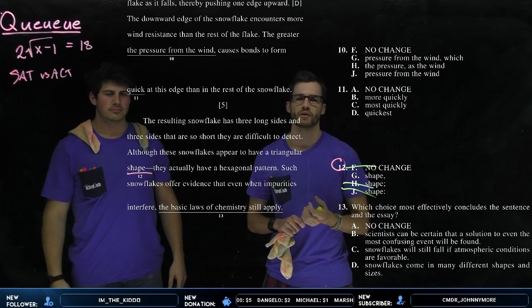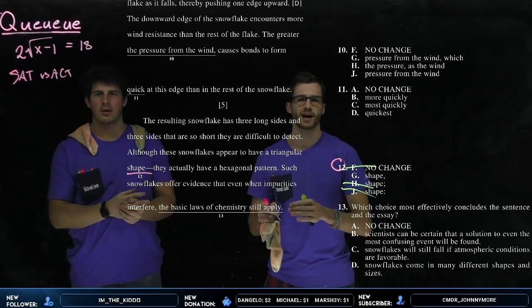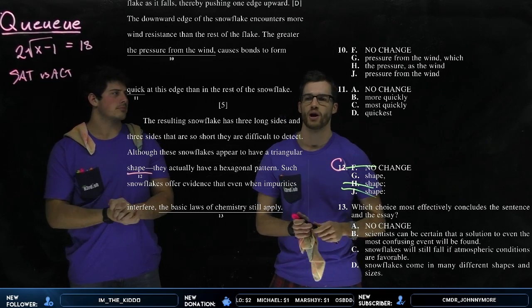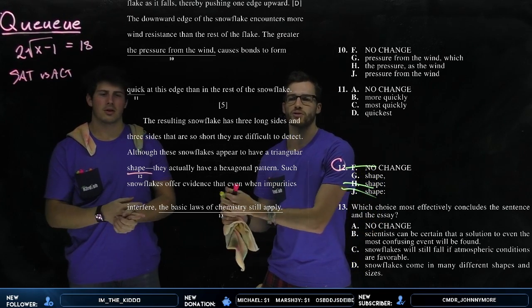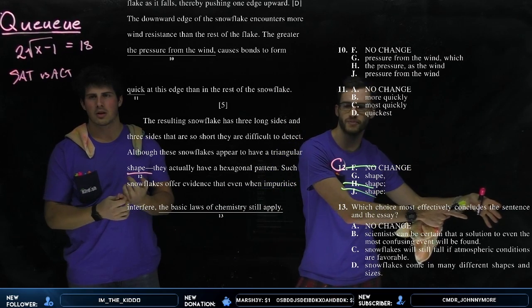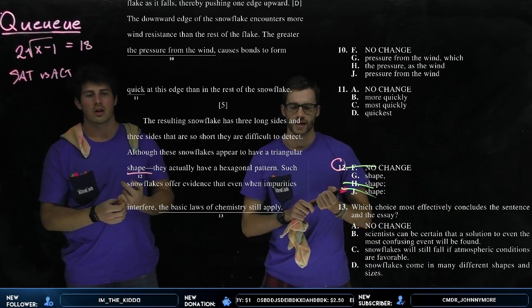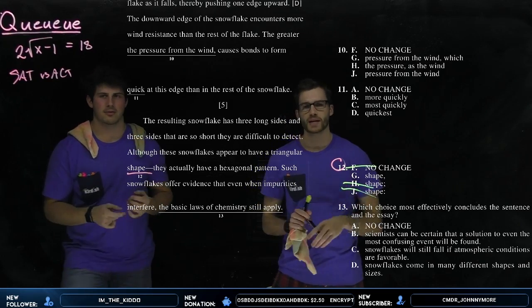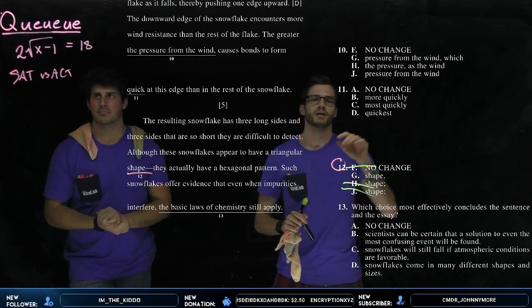Now, G, what kind of comma is this? This is a dependent clause, comma, independent clause. We have, "Although the snowflakes appear to have a triangular shape, they actually have a hexagonal pattern." So the second part is... Independent. Independent, yes. So dependent, comma, independent.